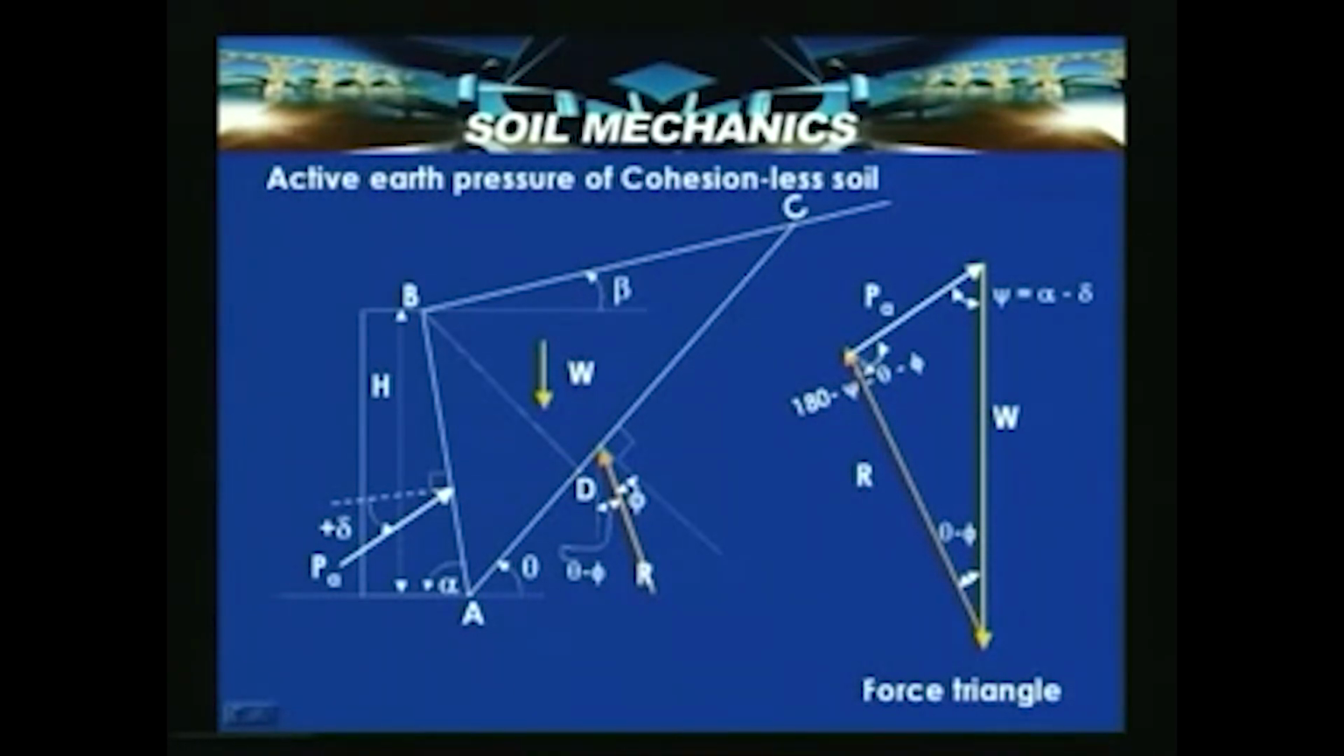So, this inclination is 180 minus psi minus theta plus phi, and psi is equal to alpha minus delta, where alpha is the inclination of the wall face with the horizontal, and the inclination between R and W is, as shown here, theta minus phi. The inclination between Pa and W is psi, equal to alpha minus delta.